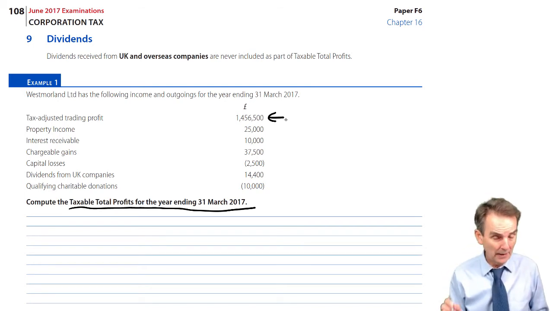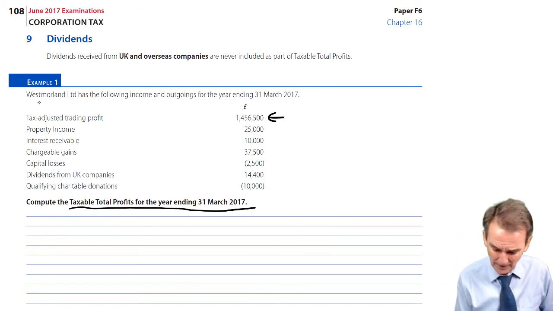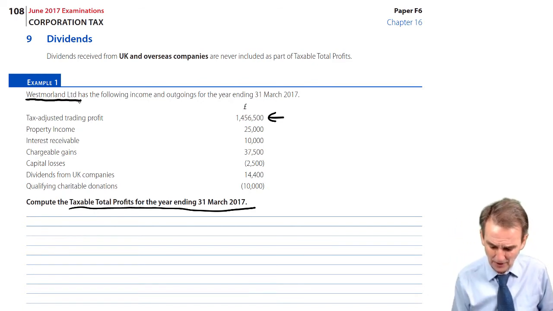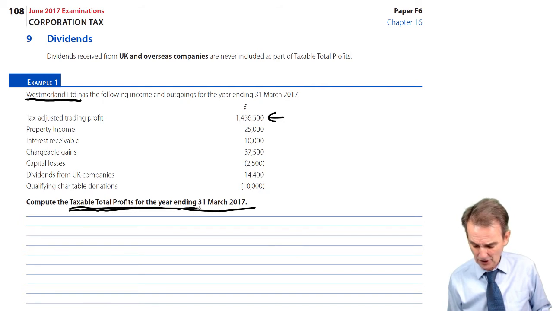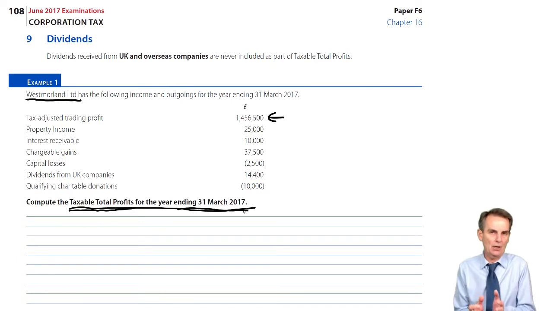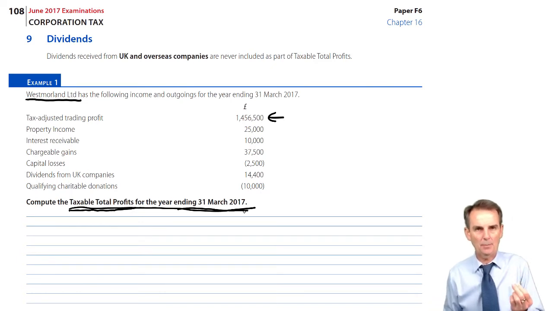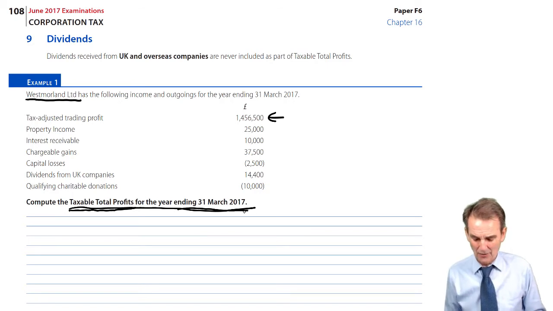Now, to begin with, before you start slapping numbers down randomly on the page, Westmoreland Limited is the company, and we are preparing a corporation tax computation. We'll only go as far as TTP, but for the year ending 31st of March 17. So we set that up in our answer booklets: Westmoreland Limited, corporation tax computation, accounting year ended 31st of March 17.